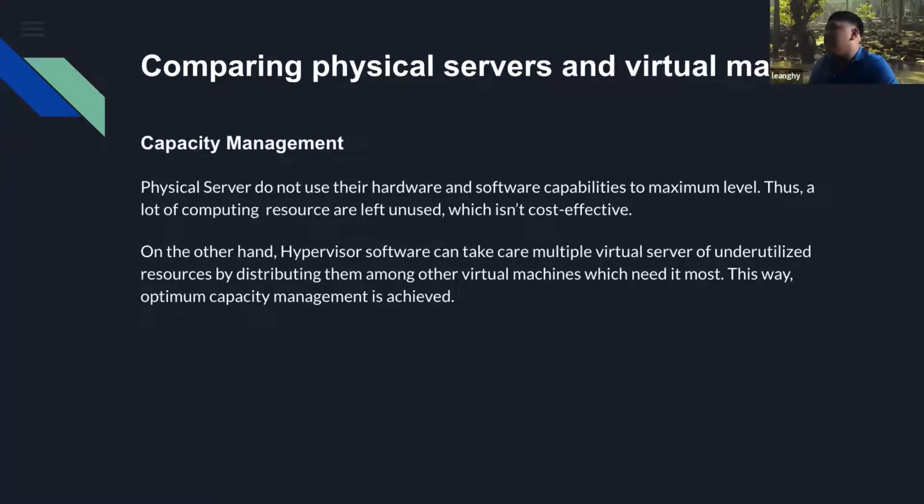Let me talk about capacity management. Because physical servers do not use their hardware and software capacity to the maximum level, a lot of computing resources are left unused, which isn't cost effective. On the other hand, hypervisor software can take care of multiple virtual servers and distribute underutilized resources among other virtual machines which need them the most. This is the way optimum capacity management is achieved.